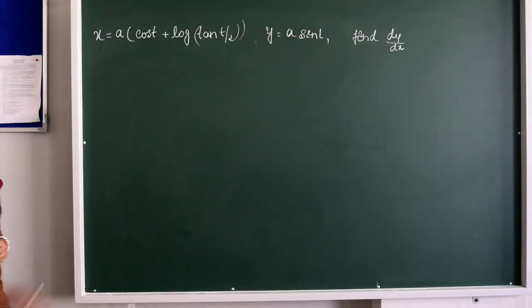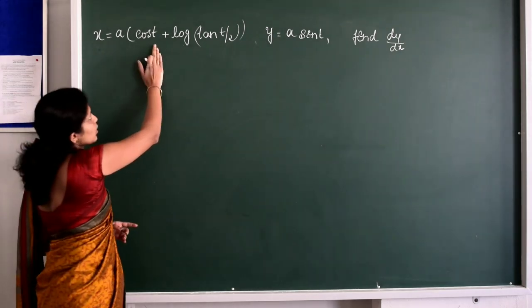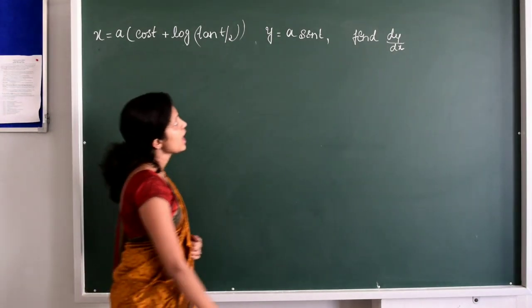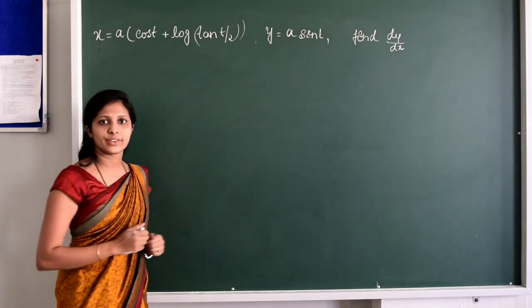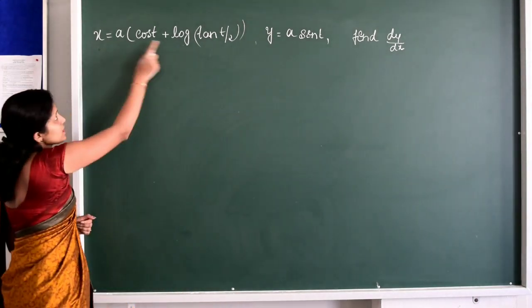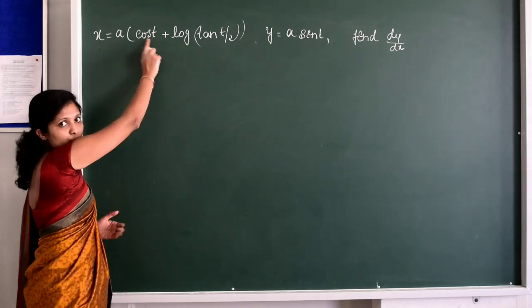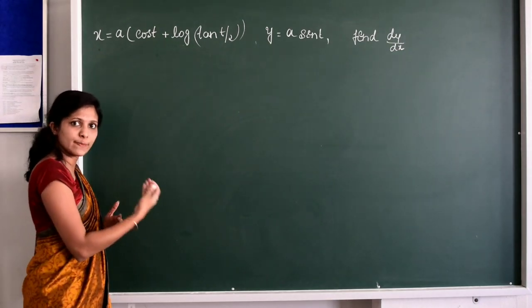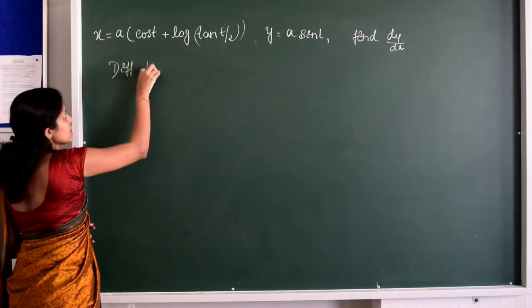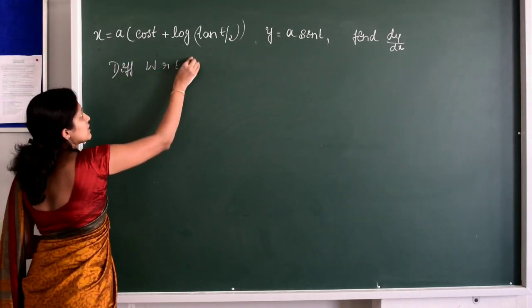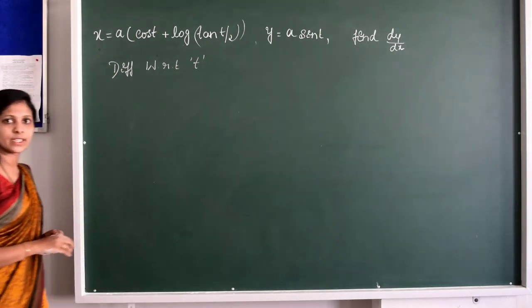So the next one, here x is given a into cos t plus log of tan t by 2 and y is equal to a into sin t. Similar to the previous problem. Actually, you can try this problem. Okay. Now we can observe this. Here the variable is t. Right. So then we have to differentiate the function with respect to t. So we'll differentiate this. Differentiating the function with respect to t. Now what is the derivative of x with respect to t?